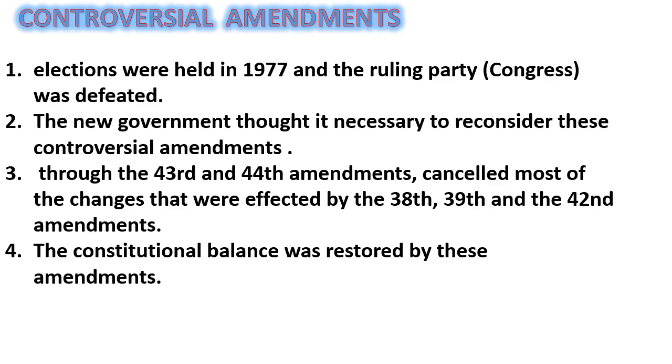When the government of Indira Gandhi passed the 42nd Amendment, it was in power. But Indira Gandhi's party, that is the Congress Party, lost the elections in 1977 and the Janata Party came to power. And the Janata Party thought that the changes made by the 42nd Amendment were not good enough and should be cancelled. Therefore, the Janata Party brought in the 43rd and 44th Amendment and cancelled all the changes made by the 38th, 39th and 42nd Amendment.